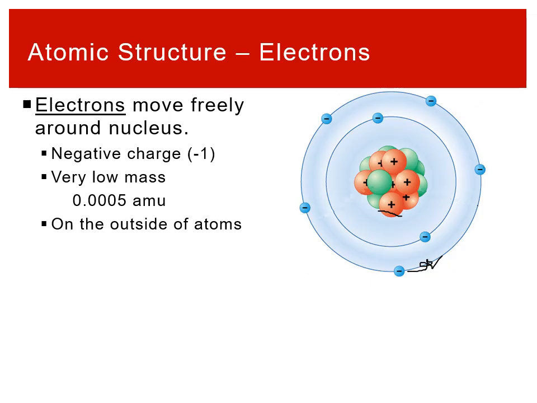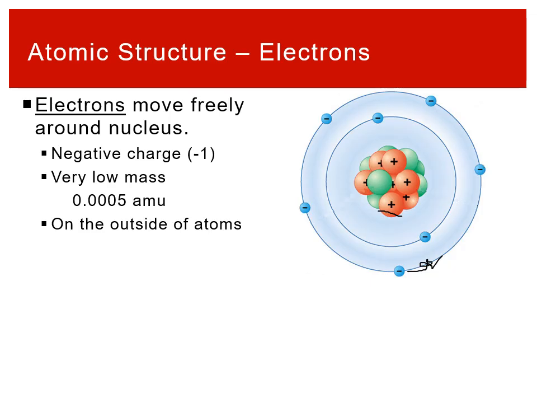They're also negatively charged. You can see the line right there. So not only are they negatively charged, but they are equal and opposite of the charge of the protons. So protons are +1 and electrons are -1. They have a very low mass, so 0.0005 AMU. It's not zero. They do have a mass. They are objects, but importantly, they have a much, much lower mass than protons and neutrons. Remember, protons and neutrons are 1 AMU, and these are 0.0005 AMU. So they are much, much smaller.